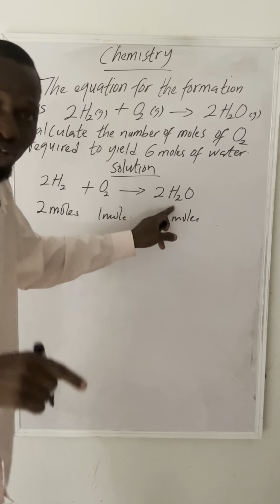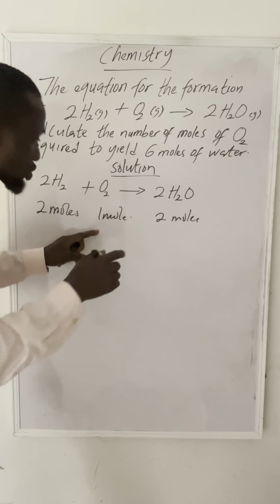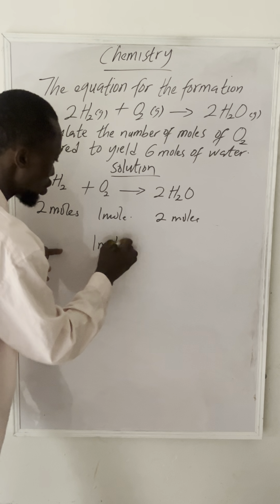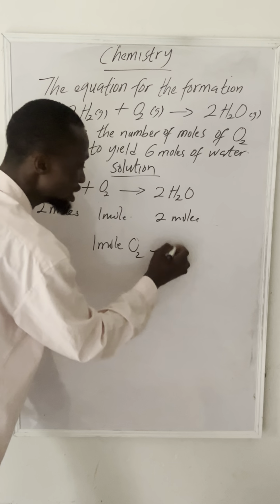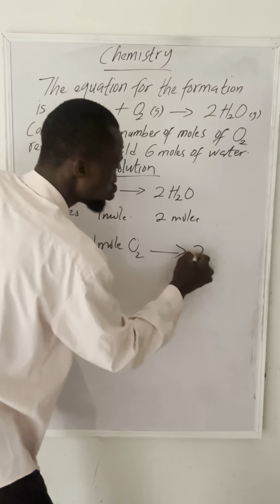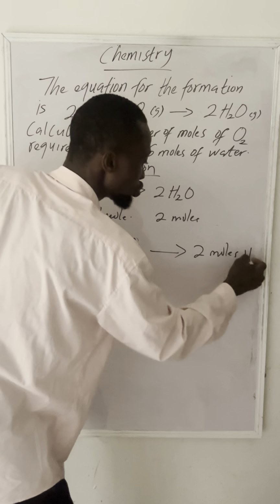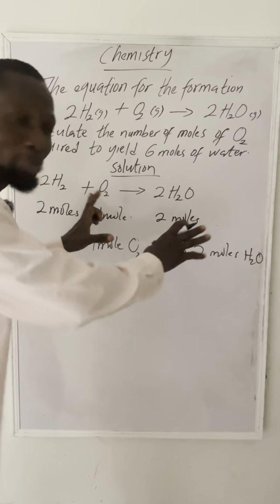Since they are comparing these two, it means 1 mole of O2 will always give me what? 2 moles of what? Of H2O, of water. That is from the balanced equation.